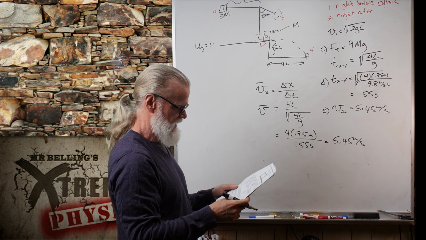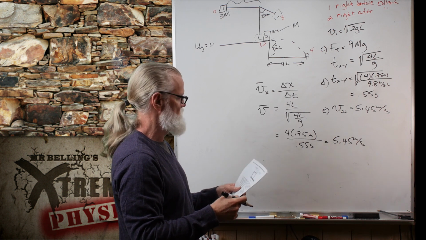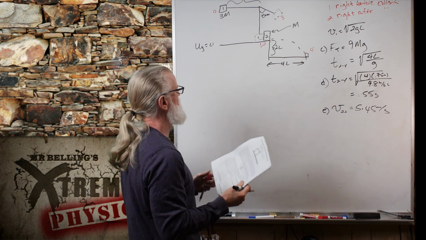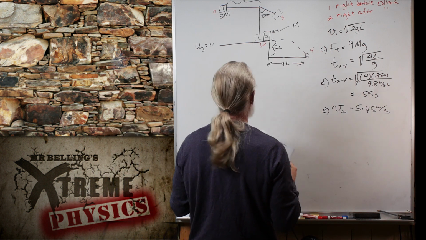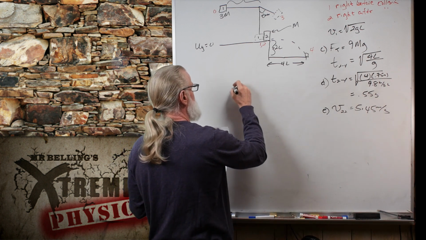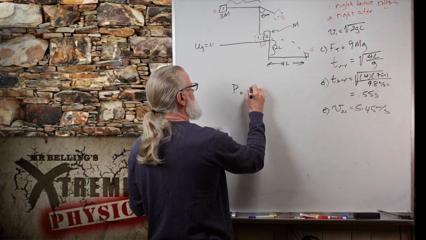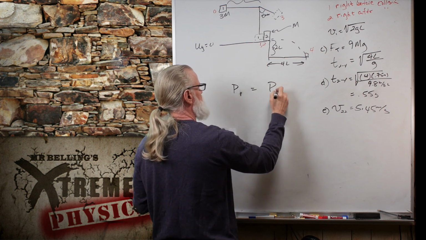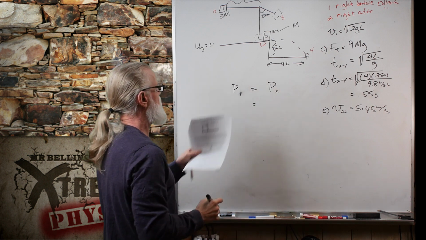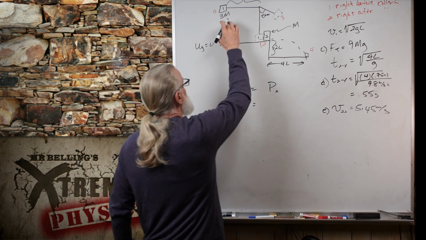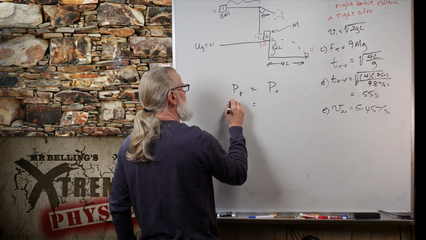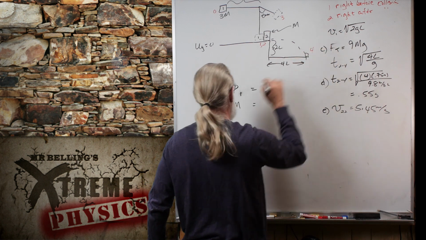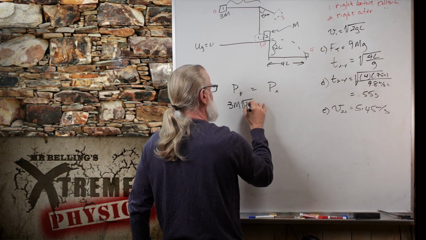Calculate the speed of the block just after it collides with block 2. So when they collide, it's highly unlikely that kinetic energy is conserved. But I know momentum's conserved. This is a closed, isolated system. So I'm going to say that the momentum of the system at 1 equals the momentum of the system at 2. The momentum of the system at 1 is just the mass of this thing times its velocity. So 3m times the velocity at 1, which is the square root of 2gL.